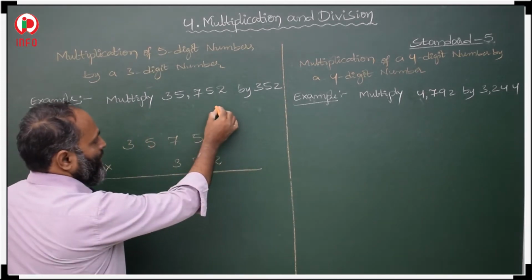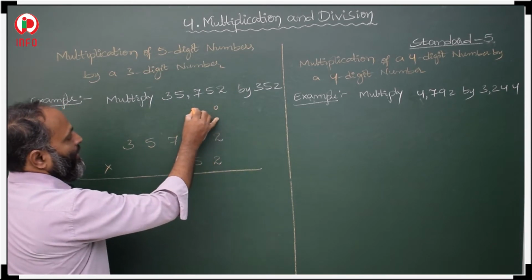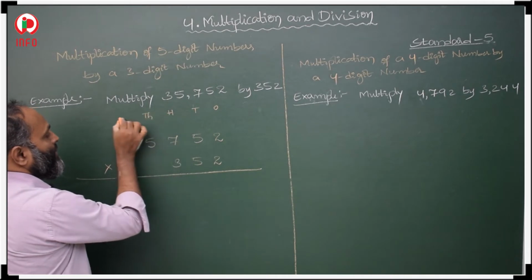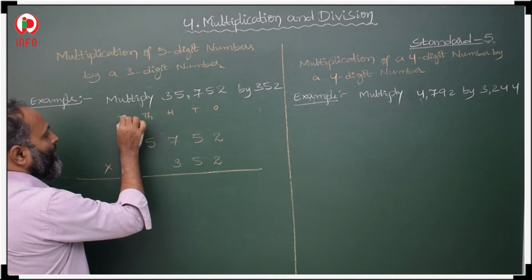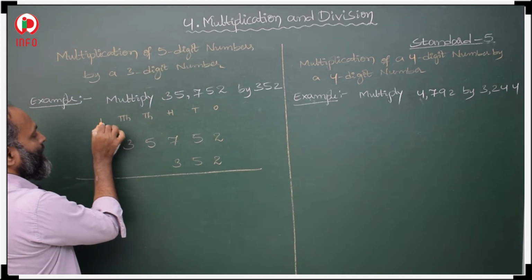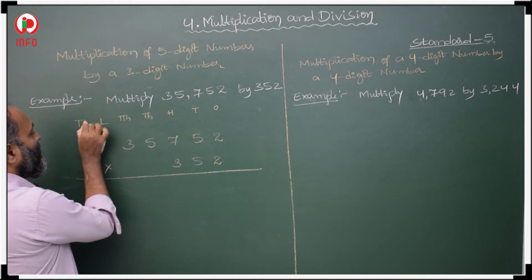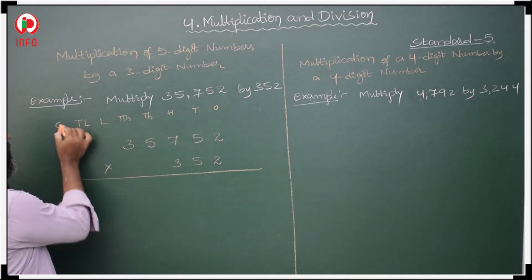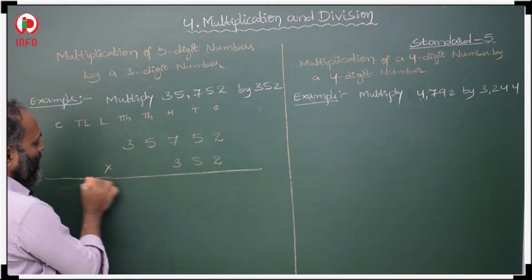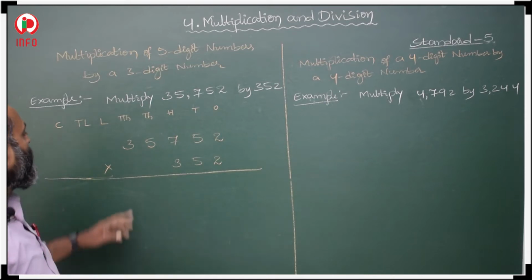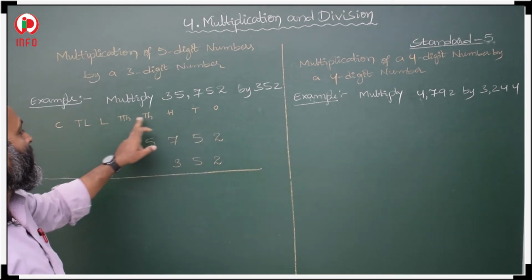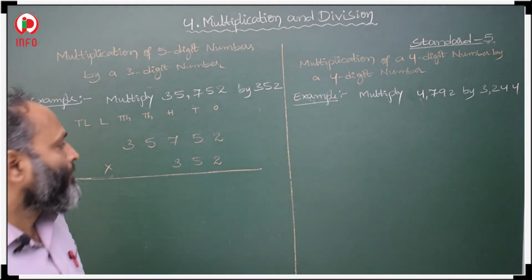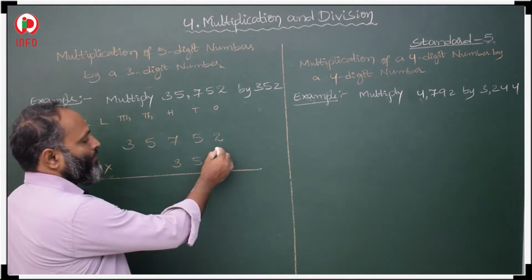Then this is ones place, tens place, hundreds place, thousands place, 10,000s place. Now lakhs will come, then 10 lakhs, and so on, then crore will come. So like this: ones, tens, hundreds, thousands, 10,000s, lakh, 10 lakh, crores, and so on. Okay. Then first we start with 2.